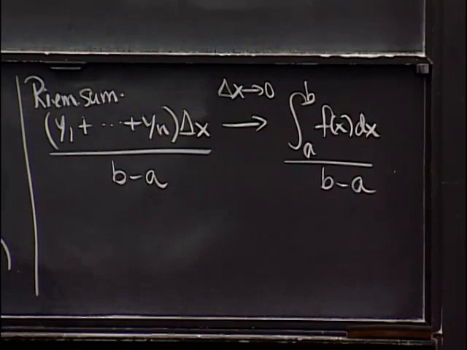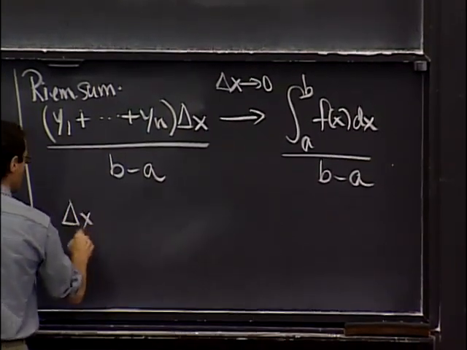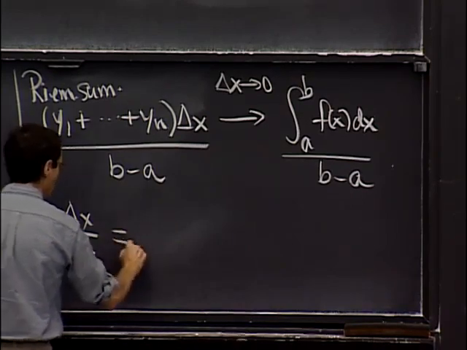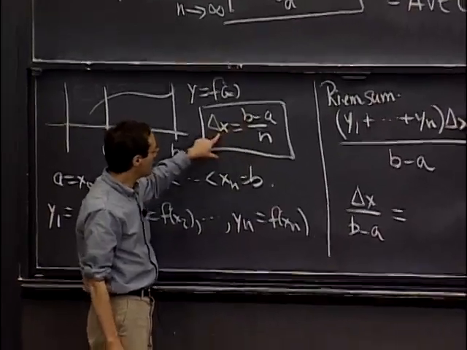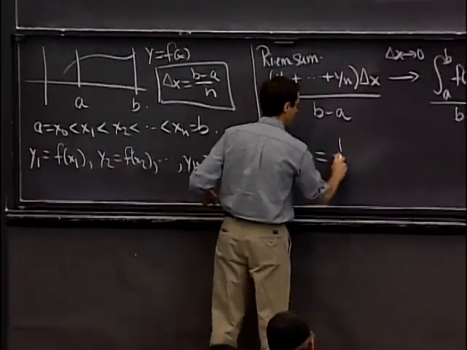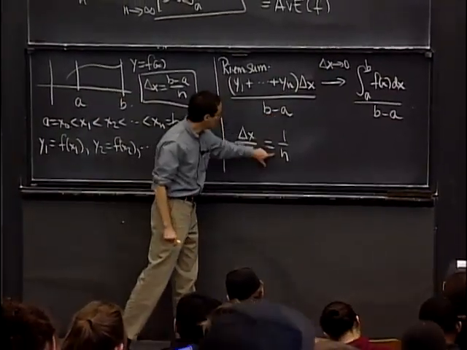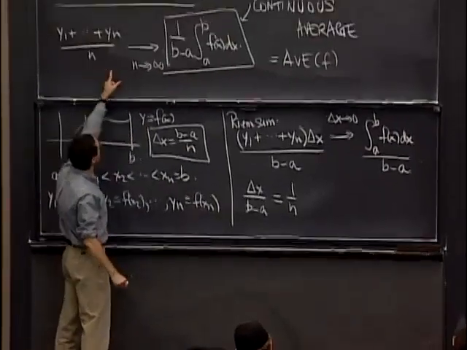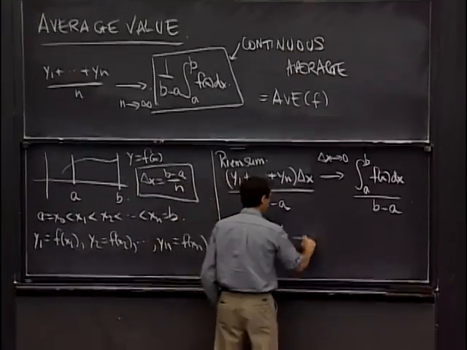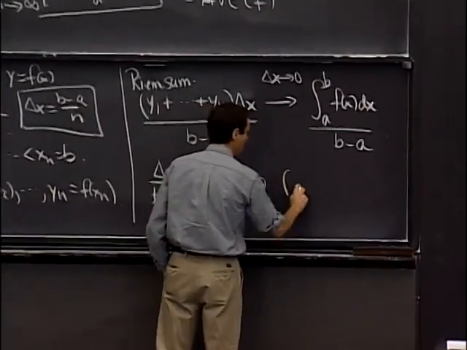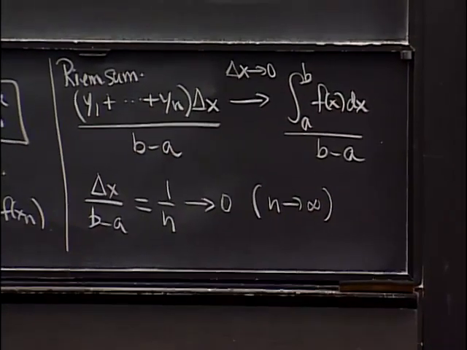And then just check what this thing actually is. Delta x divided by b minus a, what is that factor? Well, if we look over here to what delta x is, if you divide by b minus a, it's 1 over n. So the factor delta x divided by b minus a is 1 over n. That's what I put over here, the sum of y1 through yn divided by n. And as delta x tends to 0, it's the same as n going to infinity. Those are the same things.